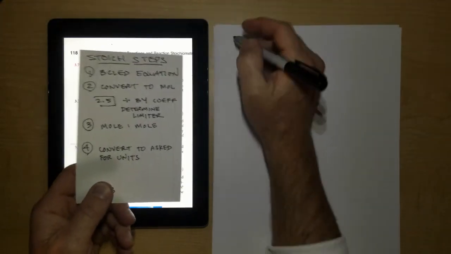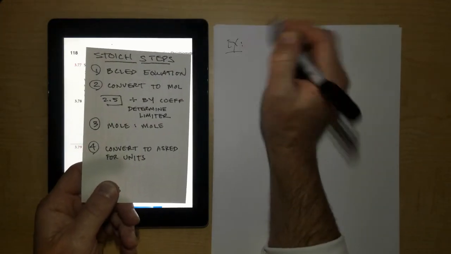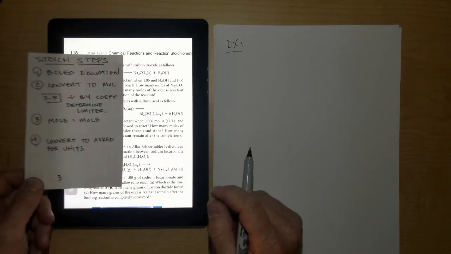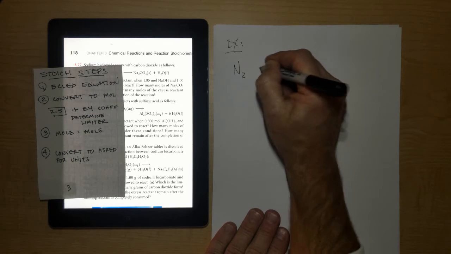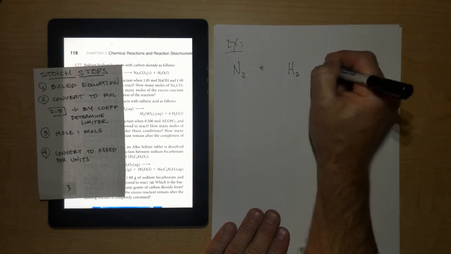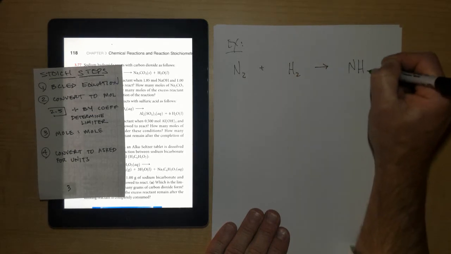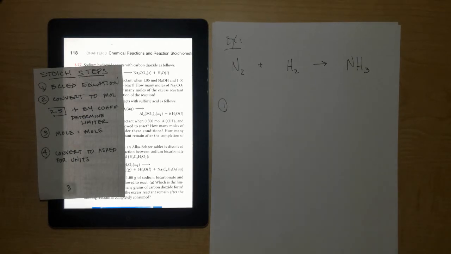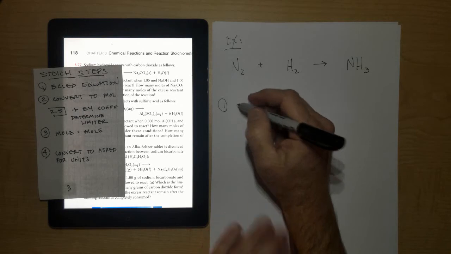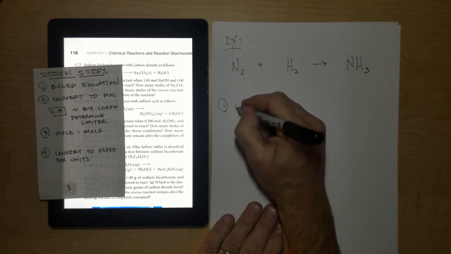So here's my example problem, and I'm going to make it a limiting reactant one right away because they all follow the same steps. And I'm going to do a chemical equation right here of N2 plus H2 goes to NH3. And I'm going to ask 3 questions about it. Question number 1, first of all, which one is the limiter?